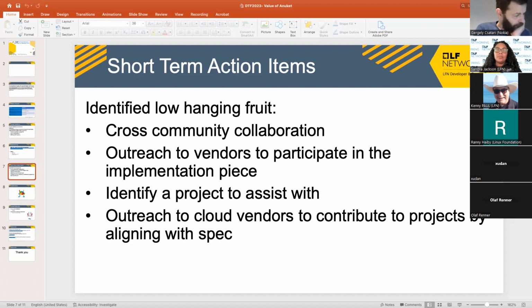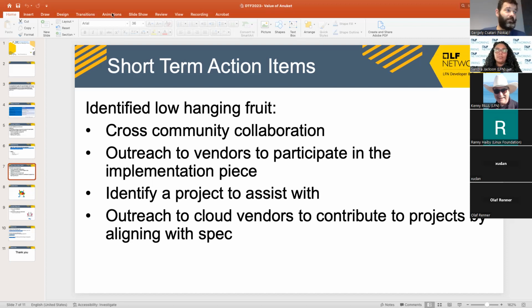And with my previous employer, Samsung, I tried to sell Anuket internally to the groups that were developing the CNFs, and they were like, why should we care? Because none of the operators are requiring us to be compliant with Anuket, so why bother? I think that is a problem.